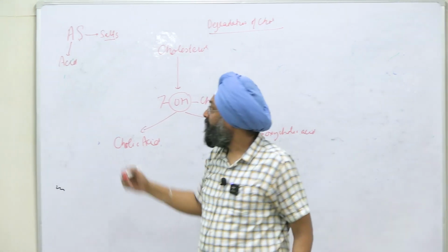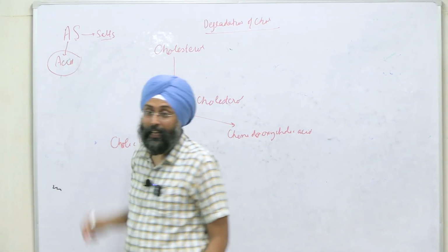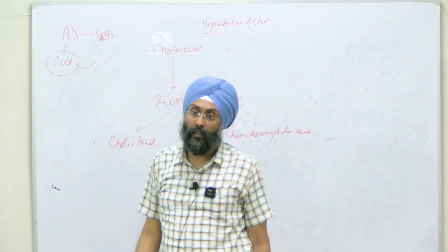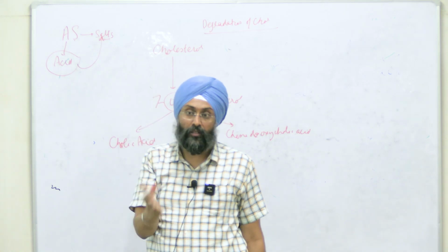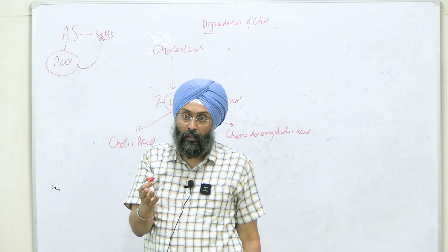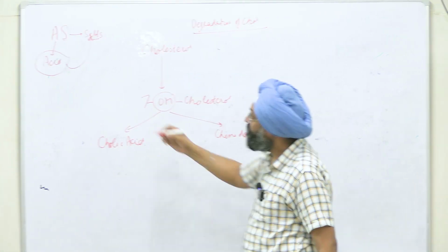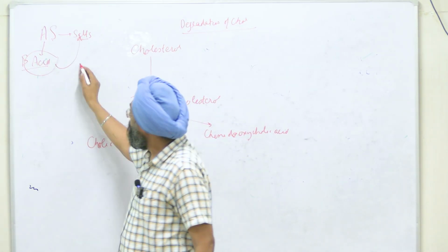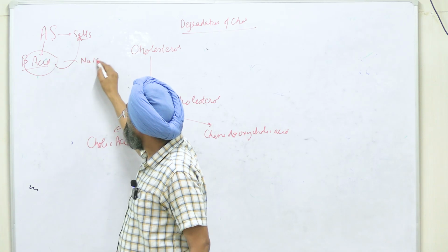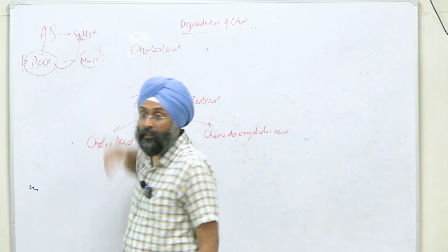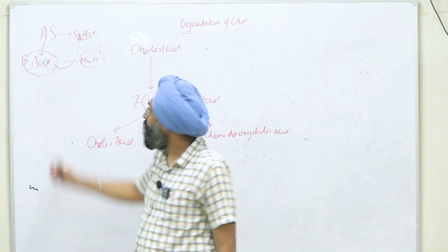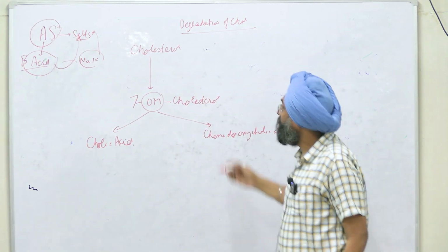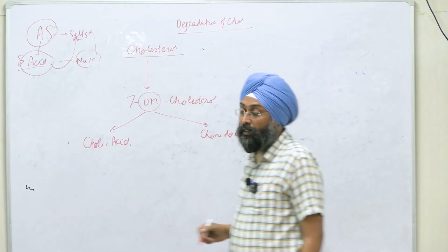So how will you remember? First you will form acids, then it will form salts, right? During the degradation of cholesterol, we will first form bile acids. Then they will combine with sodium and potassium salts to form bile salts, right? The mnemonic is AS.